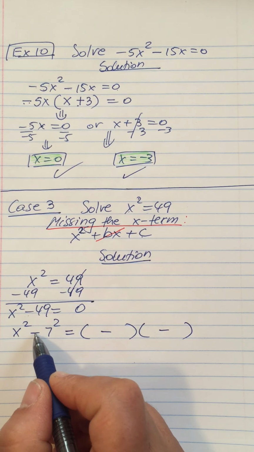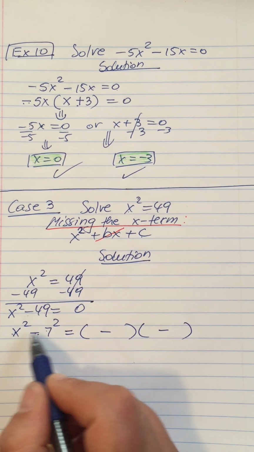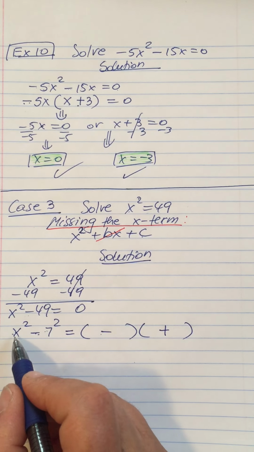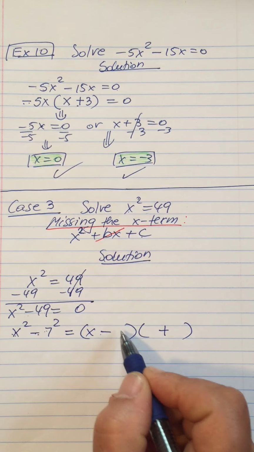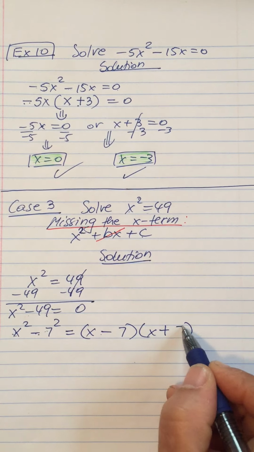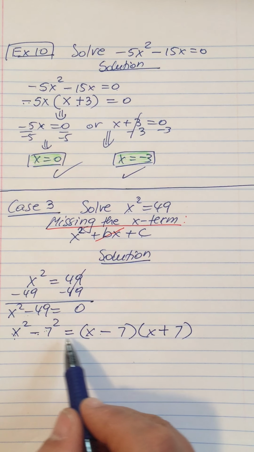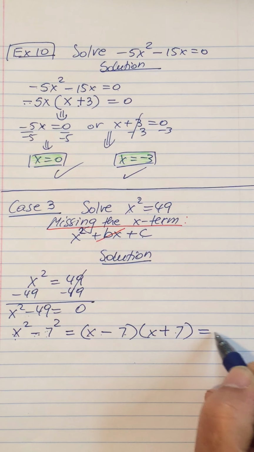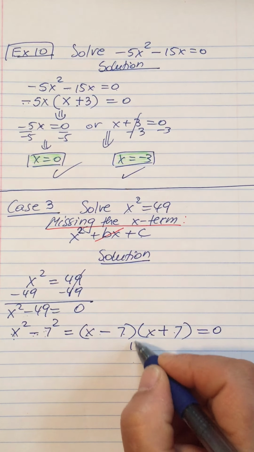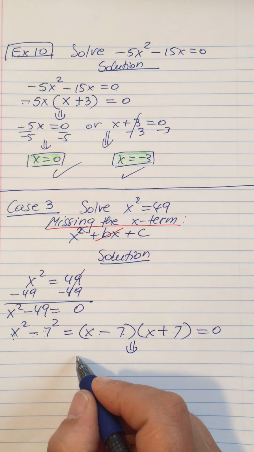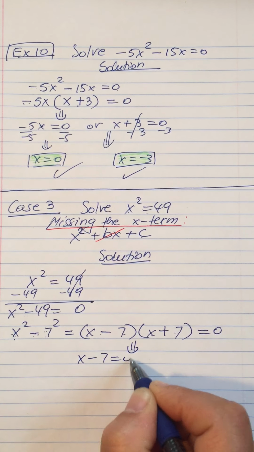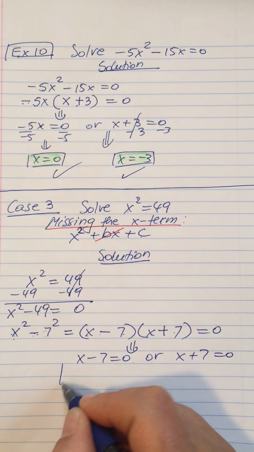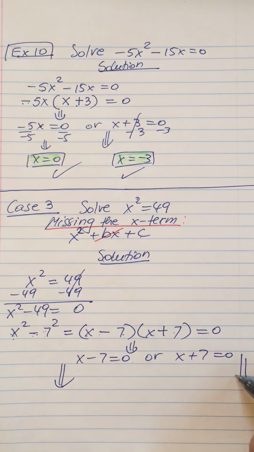I am factoring the difference of two squares. And now what I have to do, one minus, one plus, just write the bases: x, 7, x, 7. Check: x times x is x squared, 7 times 7 is 49, with a minus between, equal to 0. Now I have to set each factor equal to 0: x minus 7 equals 0, or x plus 7 is equal to 0. And now I can change the signs, and I'm okay.